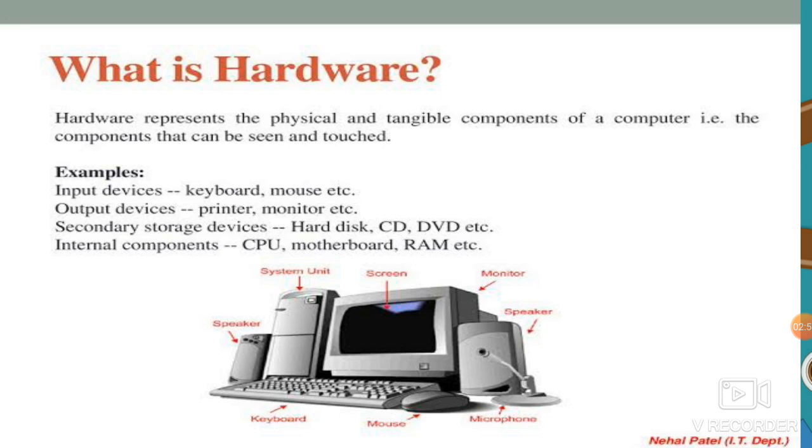Now the secondary storage devices like hard disk, CD, DVD, we can all see and touch these components. Similarly, internal components like CPU, motherboard, RAM, etc. We can also see and feel these, even touch these, CPU, motherboard and RAM. So these are the examples of hardware components.